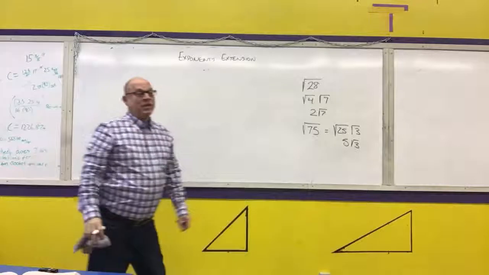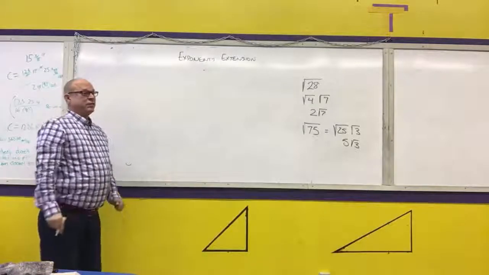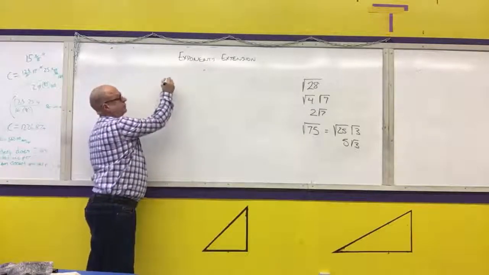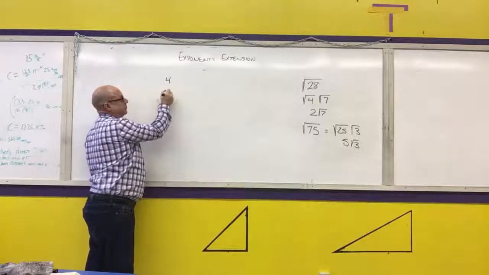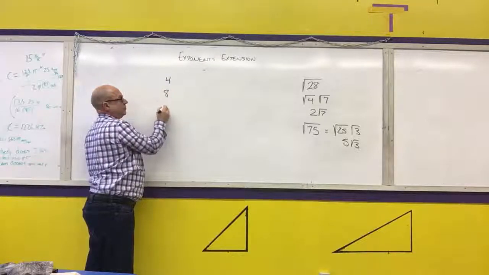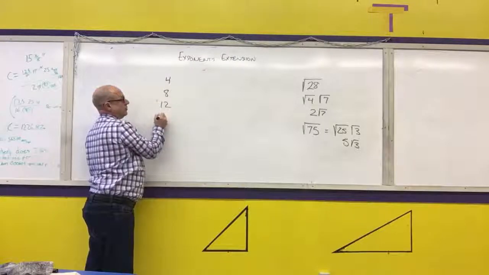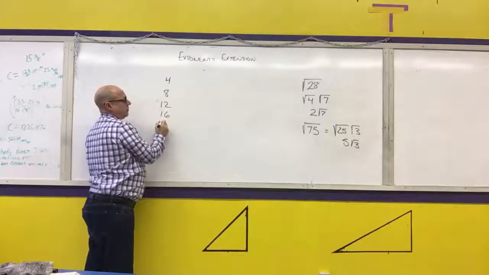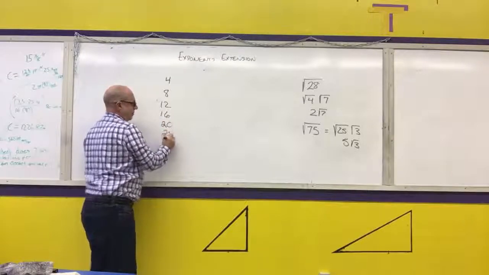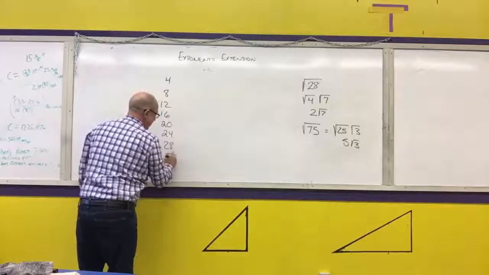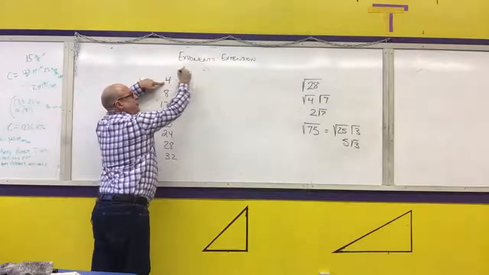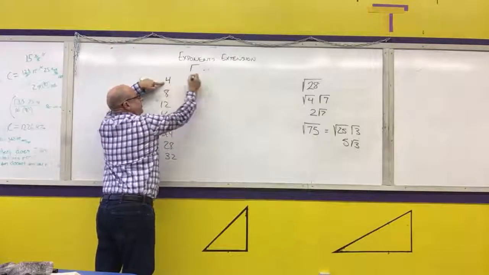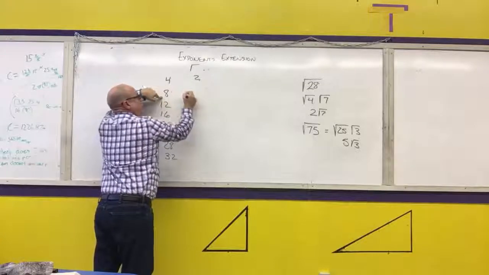So, we're going to go back to elementary school. What is 4 times 1? 4. 4 times 2? 8. 4 times 3? 12. Next? 16. Next? 20, 24, 28, 32. We're going to stop there. 36. What's the square root of this?